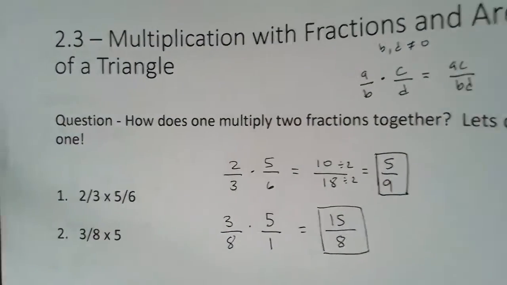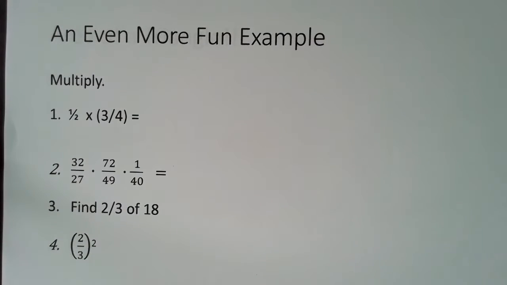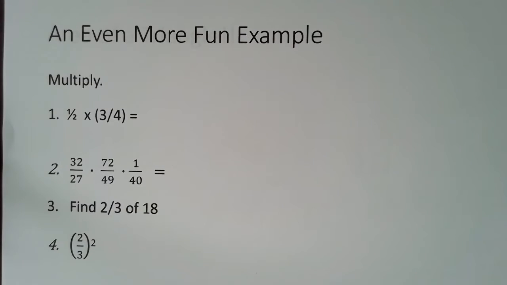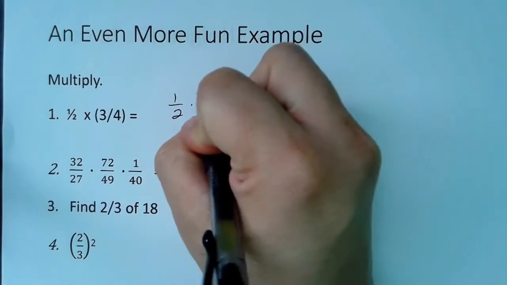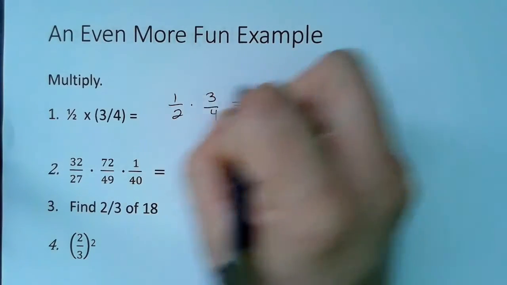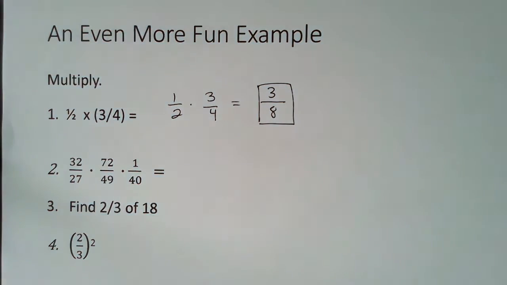Okay? Let's do some more fun examples. So let's say you have 1/2 times 3/4. If you'd like, at this point you can hit pause and try the examples on your own and then see if we get the right ones. All right, so let's go ahead and multiply. So we have 1/2 times 3/4. That would just be 1 times 3, which is 3, and 2 times 4, which is 8. And that does not reduce.